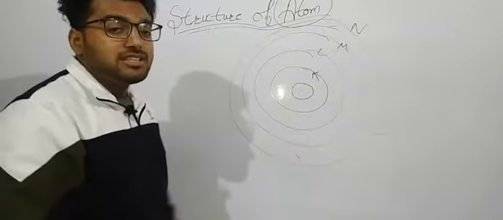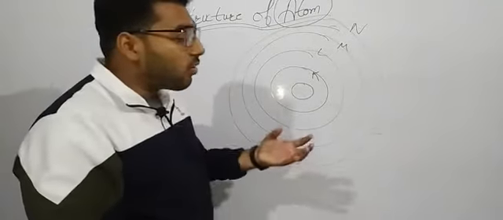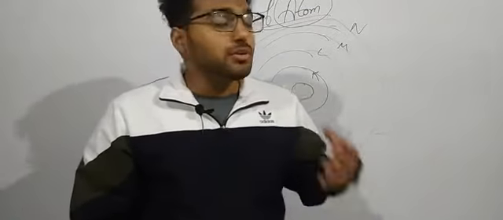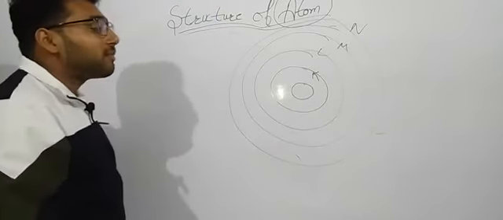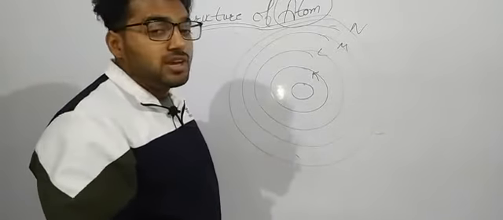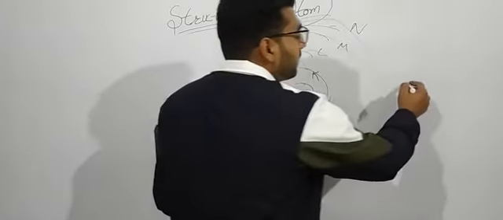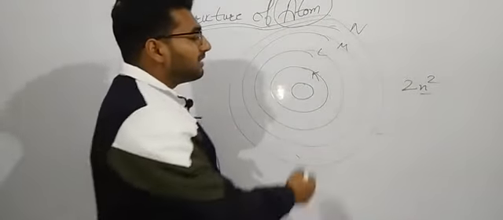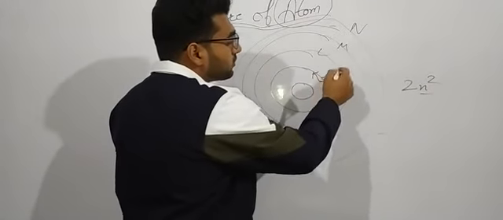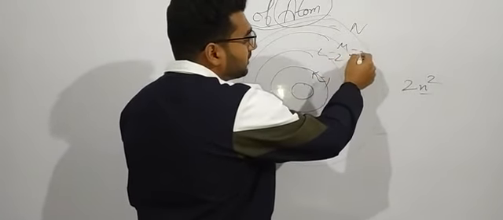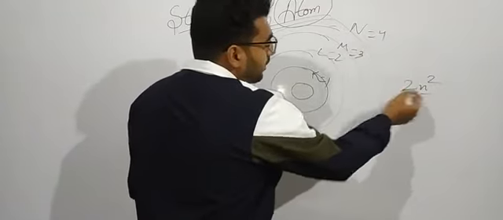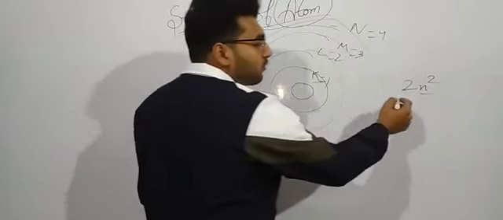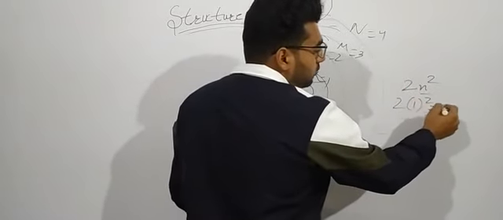But even these specific orbits have their own capacity to hold electrons. So he introduced a formula to know the capacity of orbits to hold electrons, and that formula is 2n square. In the place of n, we have to fill the number of the shell. Like K is equal to 1, L is equal to 2, M is 3, N is 4. To find the capacity of K, we have to put 1 in this. So it will be 2.